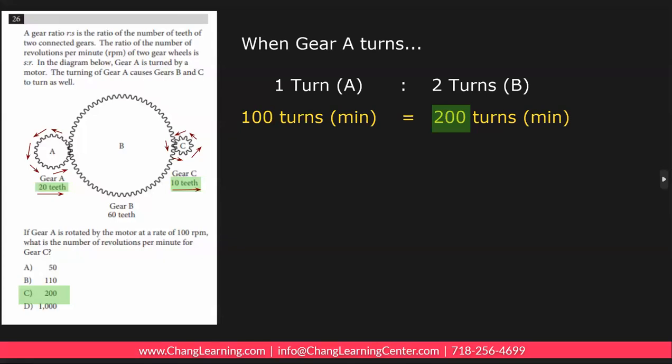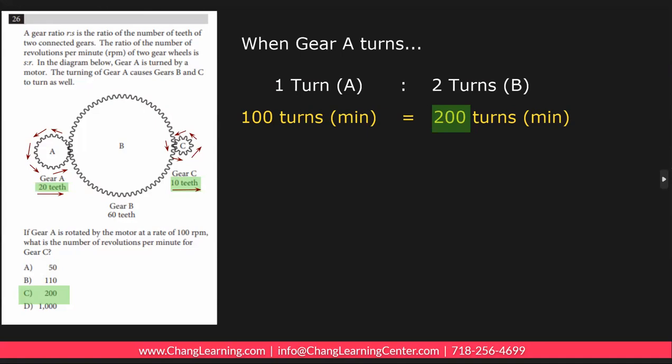Well, if you look at the picture as I drew it, if you turn 20 teeth of gear A, that'll turn 20 teeth of gear B, but it'll turn gear C twice because it has only 10 teeth, because the teeth are interlocked. So by turning gear A one turn, it will turn a part of gear B, but that small gear on the right will be turned twice. In other words, the ratio of turns is 1 turn of gear A is 2 turns of gear C.